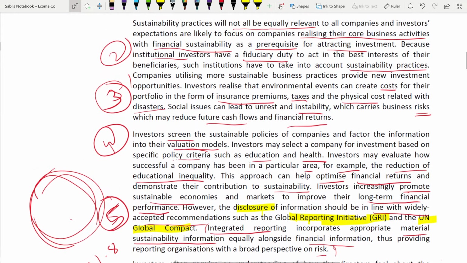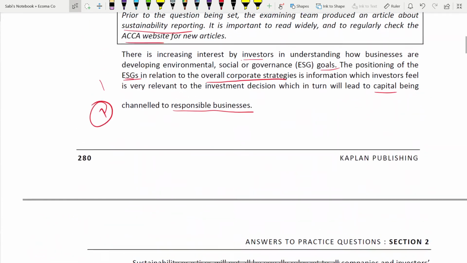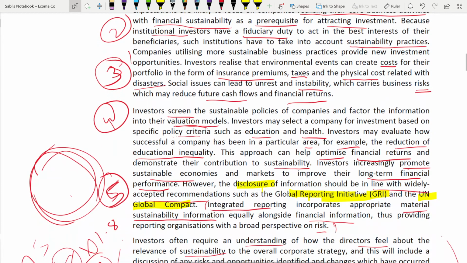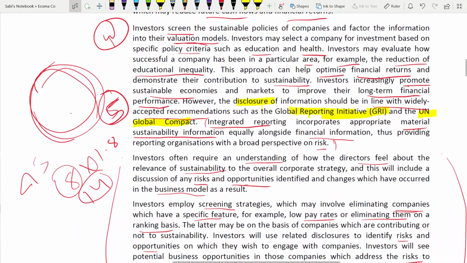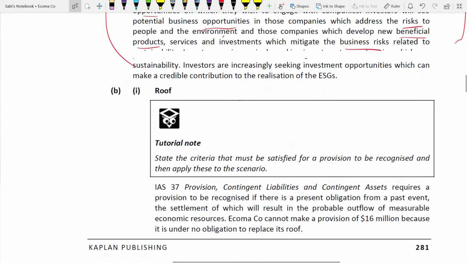These 5 points are important: the risk, the opportunity, the disclosure, with integrated reporting also mentioned under the disclosure, then screening, and the first point is you are channeling to some responsible business. The resources have to be given to some useful person, right? Who can sustain this thing. So that's it. Now we are coming to part B.